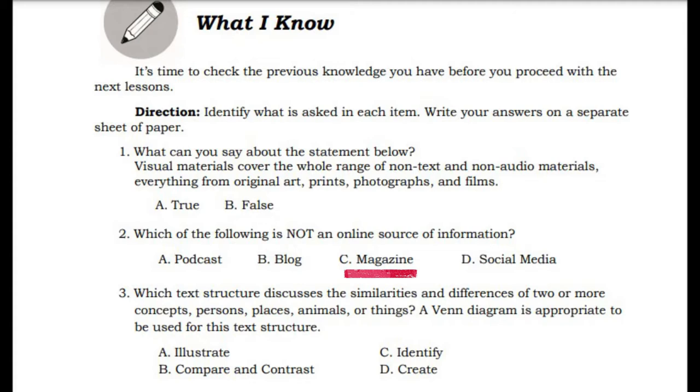Number 3. Which text structure discusses the similarities and differences of two or more concepts, persons, places, animals, or things? A Venn diagram is appropriate to be used for this text structure. Letter A, illustrate. Letter B, compare and contrast. C, identify. Or D, create. You got it right! The correct answer is letter B.